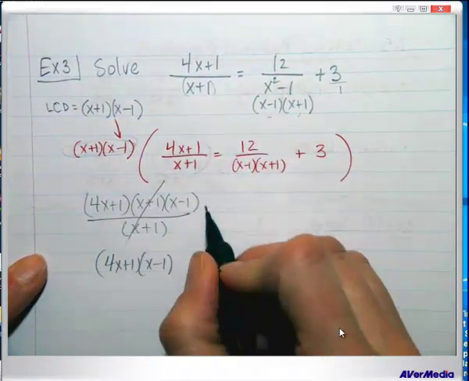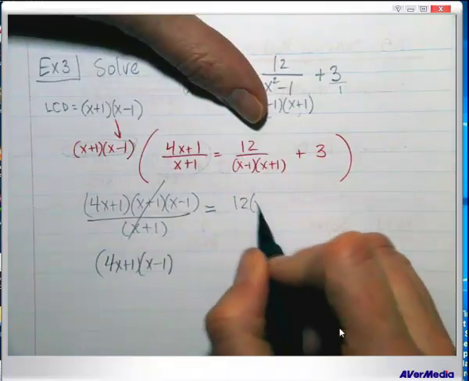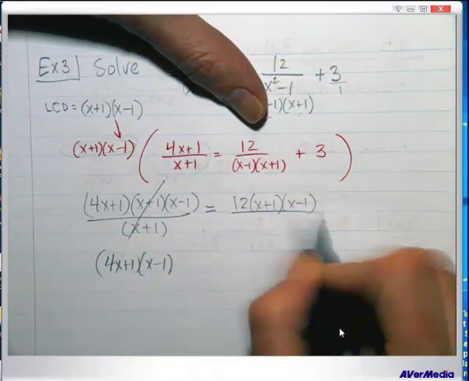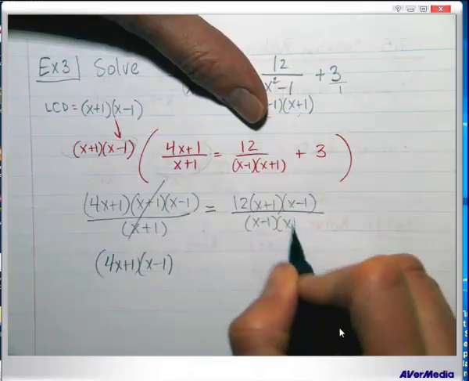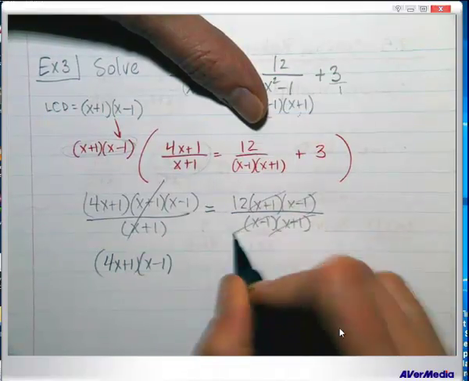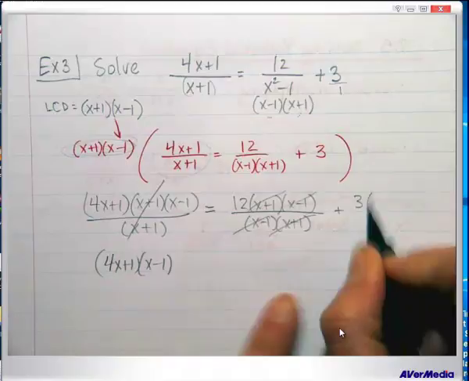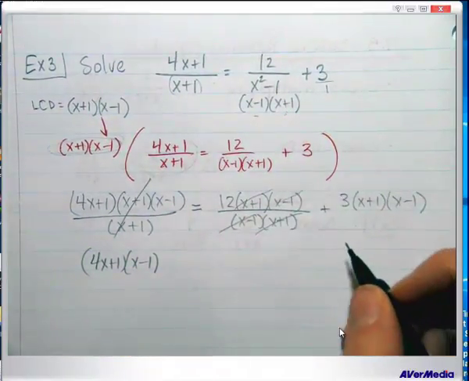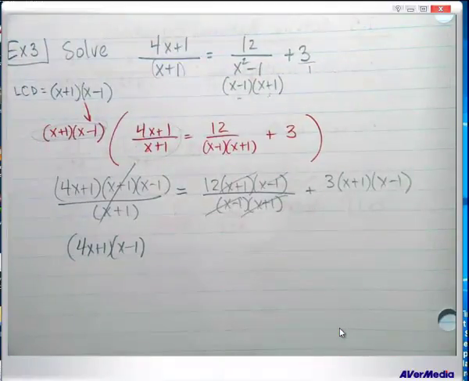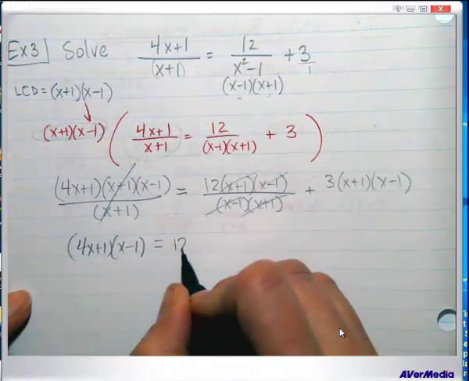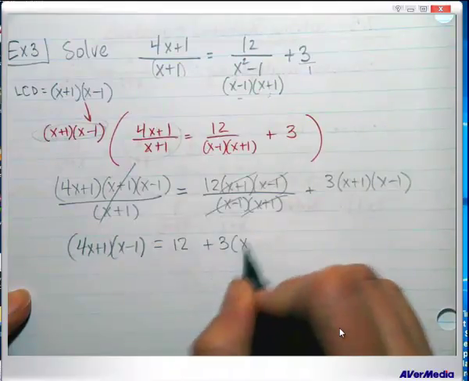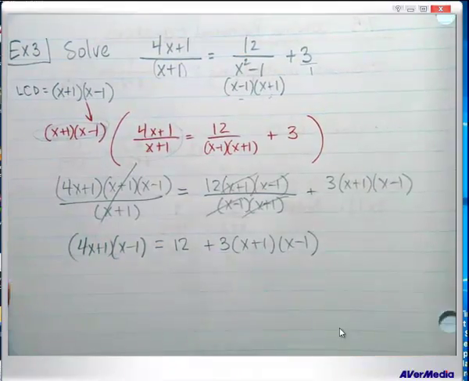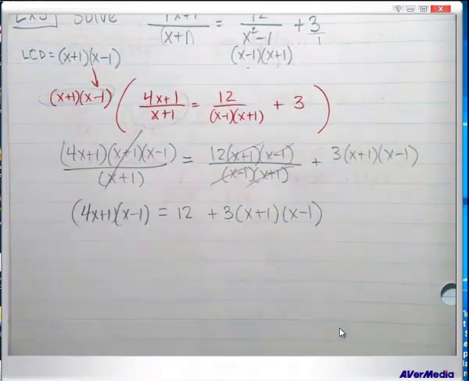And then equals 12 times x plus 1 times x minus 1 over the denominator that was already there. Those are going to cancel out. And then the 3 times x plus 1 times x minus 1. That didn't have a denominator to cancel anything out, so that one will still have all of those factors. All right, from there, solve the equation.